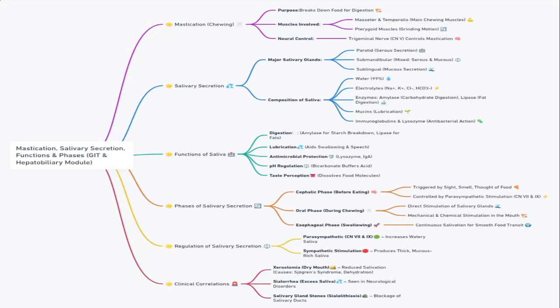With a mind map on mastication, salivary secretions, functions, and phases, we'll look at the masticatory system, the purpose of mastication, structures and functions, and the salivary glands, saliva, functions of saliva, and control of salivary secretion. So let's try and recall what we know about these.